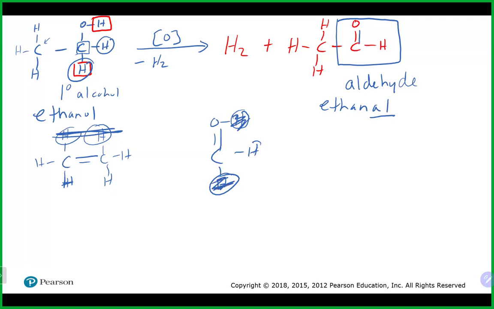So that is always what you want to think about, sort of what you end up with or what happens. Always in the primary alcohol oxidation, hydrogen from the OH group, hydrogen from the carbon that's attached to the oxygen, and a double bond gets inserted between the carbon and the oxygen.